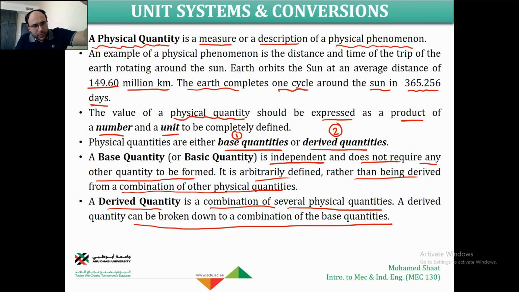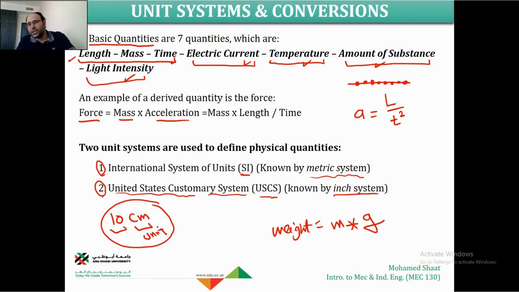We discussed what physical quantity means, and we have base quantities and derived quantities, and we knew the difference between them. Also, we discussed the 7 basic quantities that we have in life. We don't have any more. These basic quantities cannot be broken down. Any other physical quantity that can be formed will be described as a derived quantity, like force and acceleration, for example. We can form them.